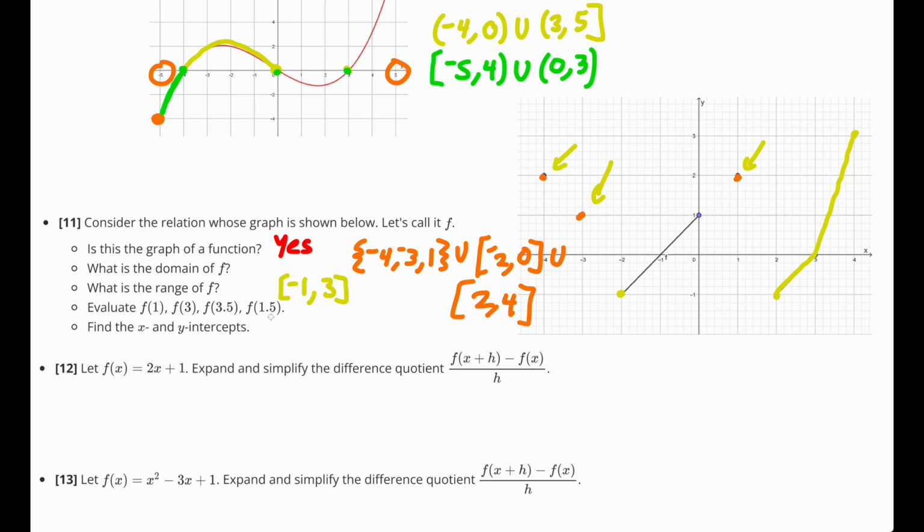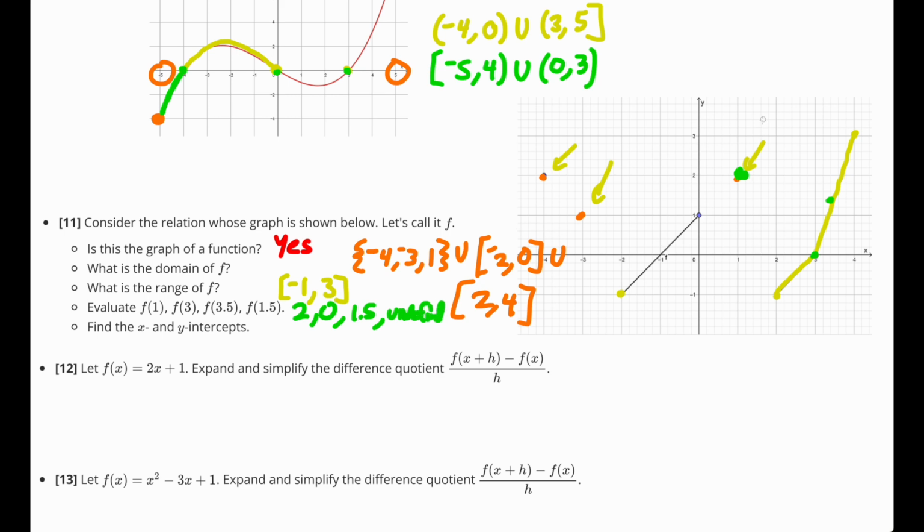Next, it says evaluate f of 1. F of 1 would be right here, so it'd just be 2. So I'm going to put the answer to this one right here, 2, and then f of 3 is 0. F of 3.5 is 3.2, 3.4, 3.6, so somewhere like right here. Looks like it's 1.5. F of 1.5 is, there's no point there, so it's just undefined.